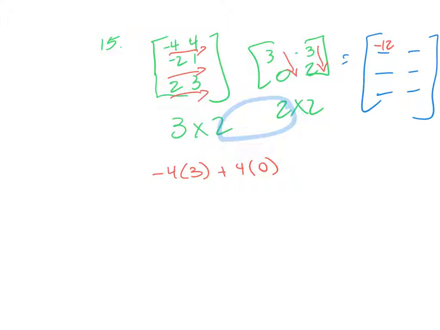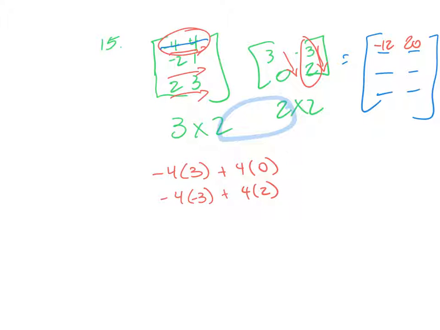Now we're still on the first row because we have another column. To get that second one, you're going to do negative 4 times negative 3 plus 4 times 2. Does everybody see what I'm doing? First row, second column. And that's going to be 12 plus 8 is 20. Now we're done with that first row.